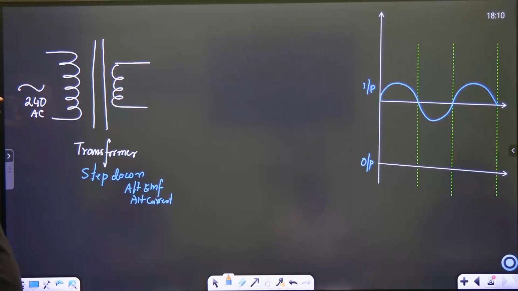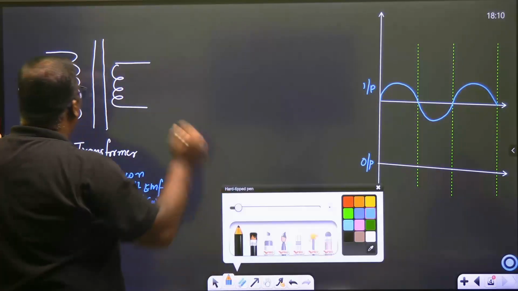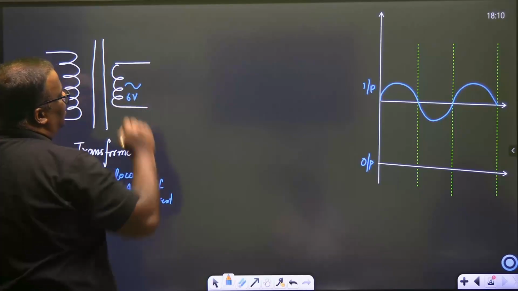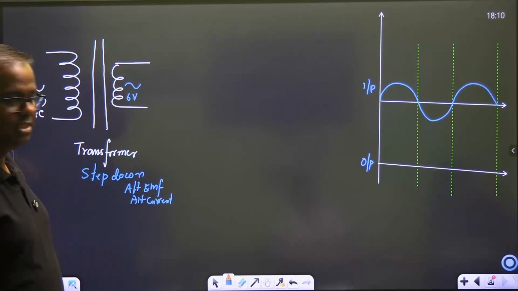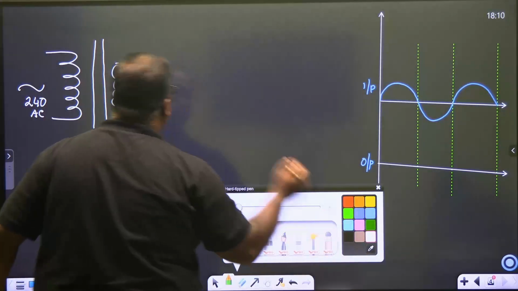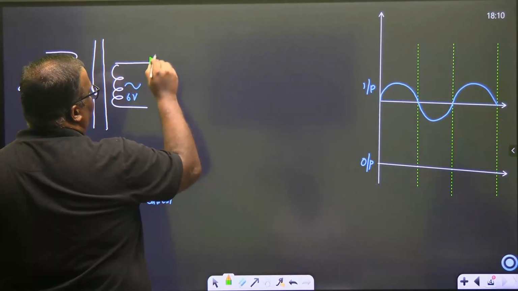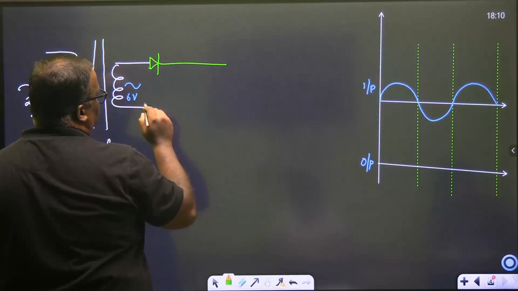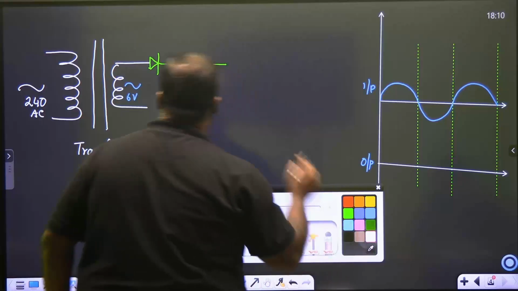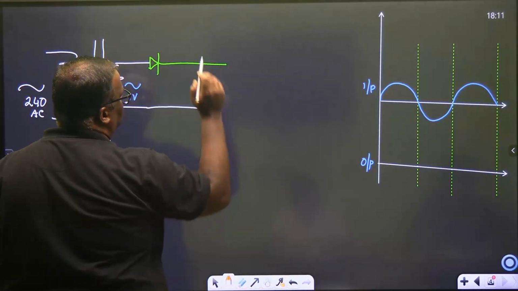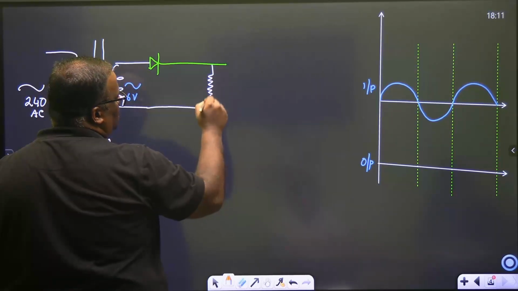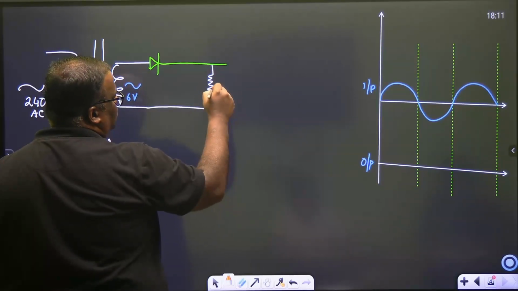So an AC signal is going inside, and you're getting an AC signal out here. Obviously, I'm giving some cases where we can get a 6 volt AC. Now, what we do is bring one diode out here. We have brought a diode, and this is my terminal, and I have connected my load out here. Load means this is my load resistance.